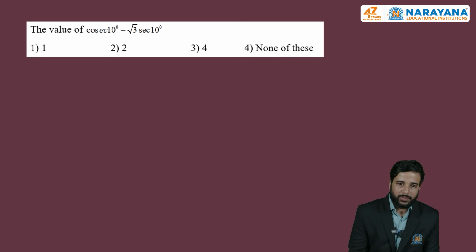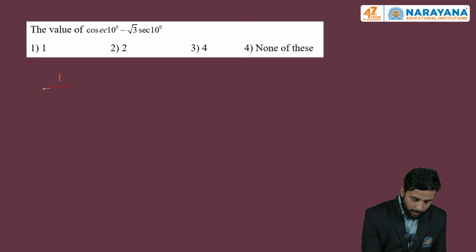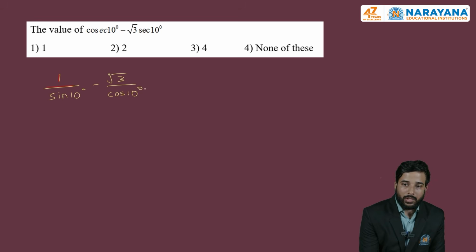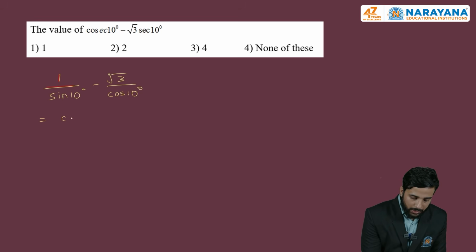So the first question is from trigonometry. The value of cosec 10 minus root 3 times sec 10. That is 1 by sin 10 minus root 3 by cos 10. I'll cross multiply it. I'll get this as cos 10 minus root 3 sin 10 by sin 10 cos 10.